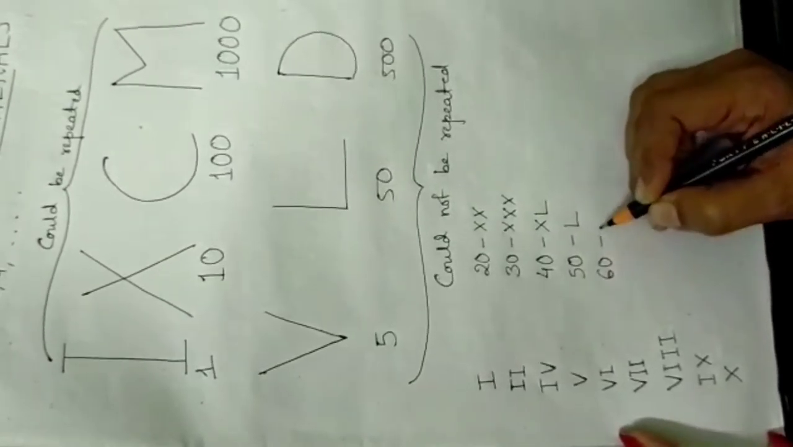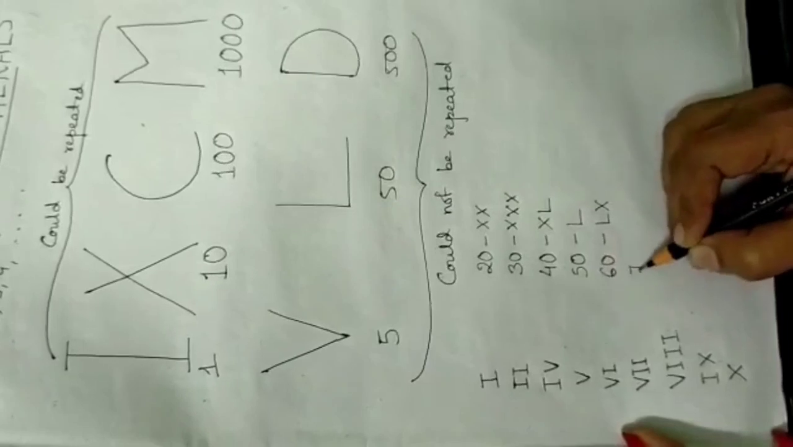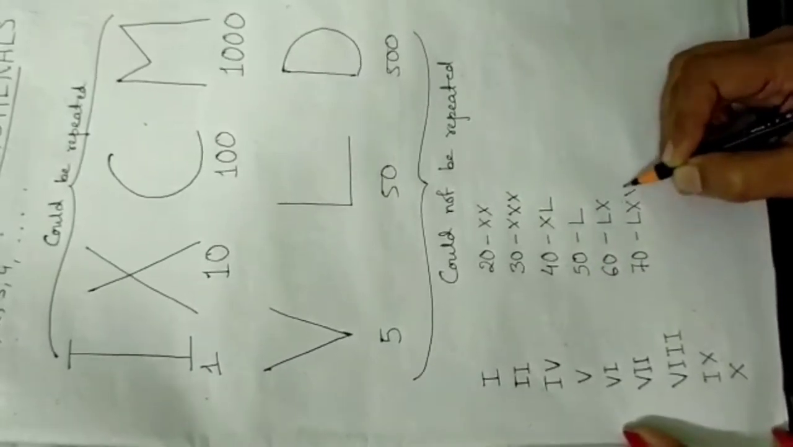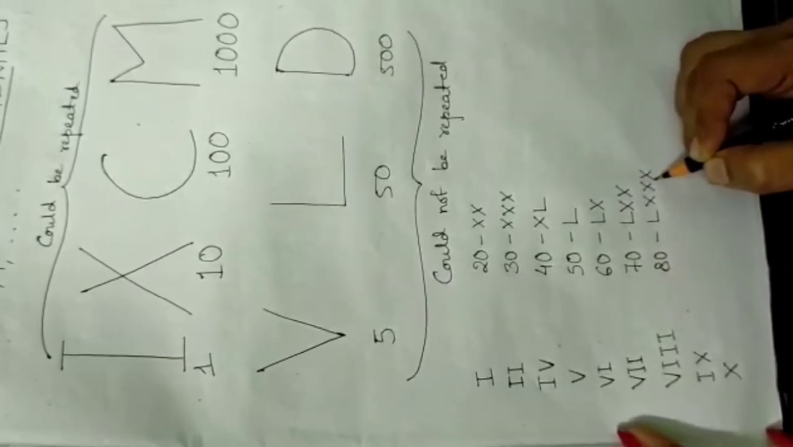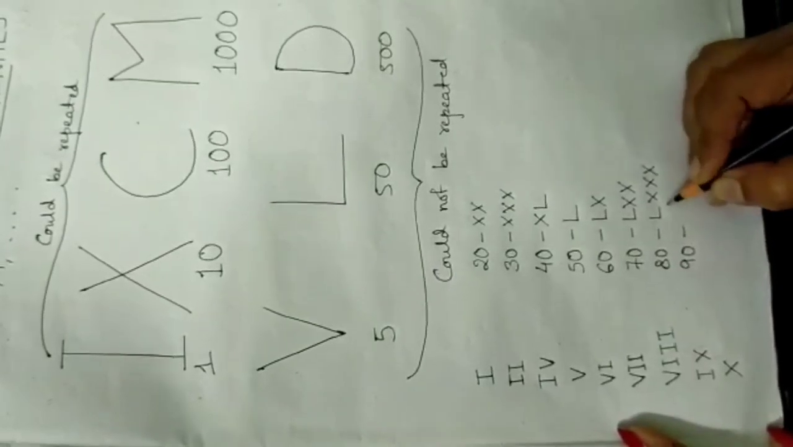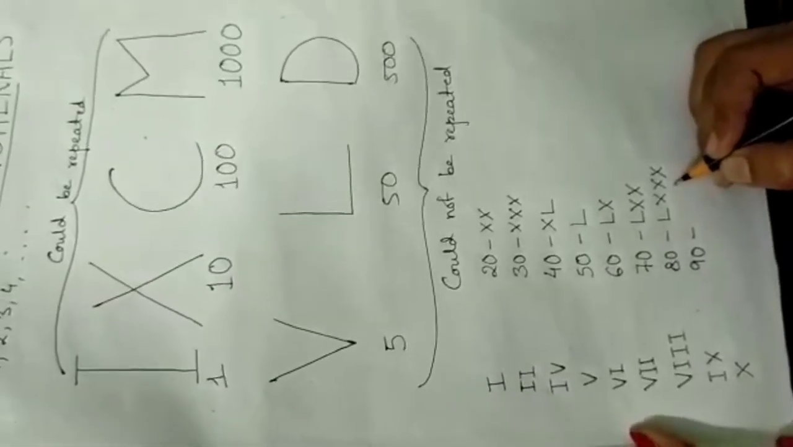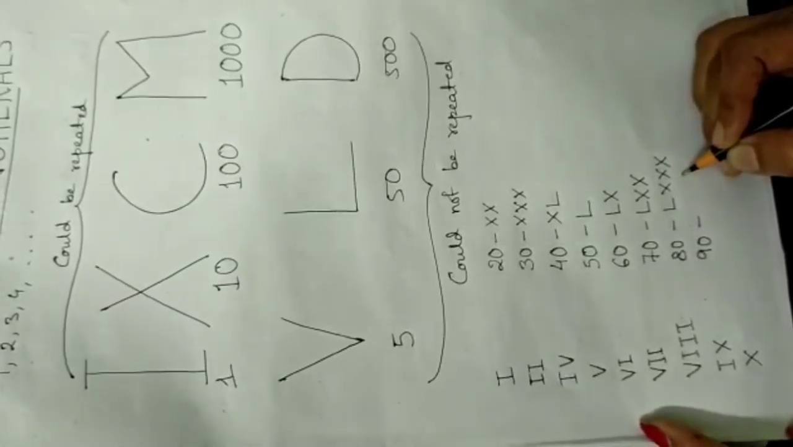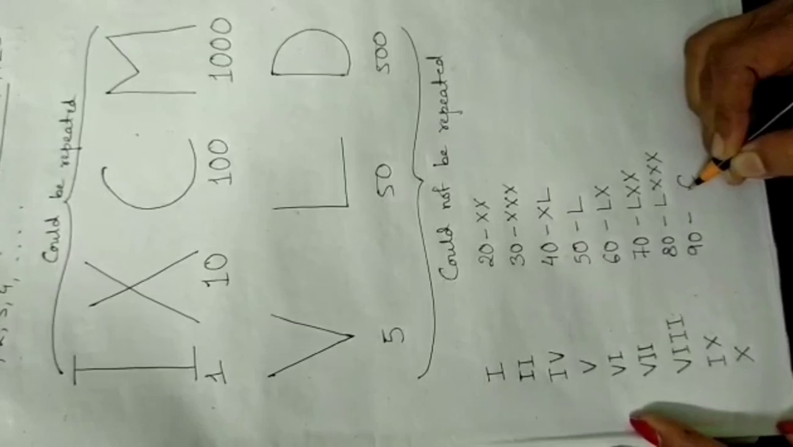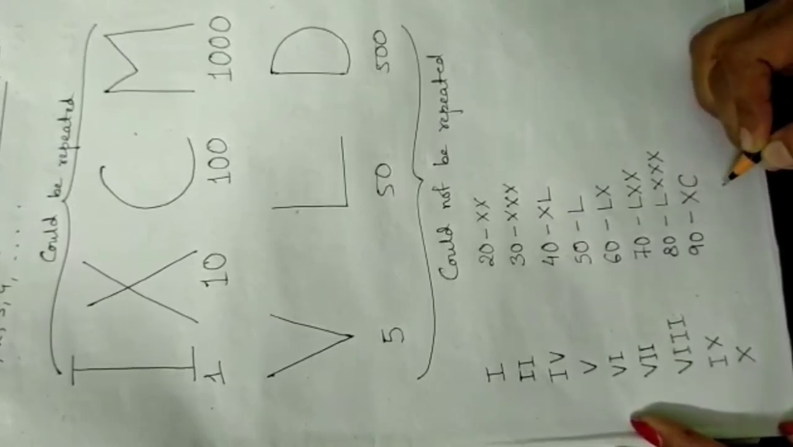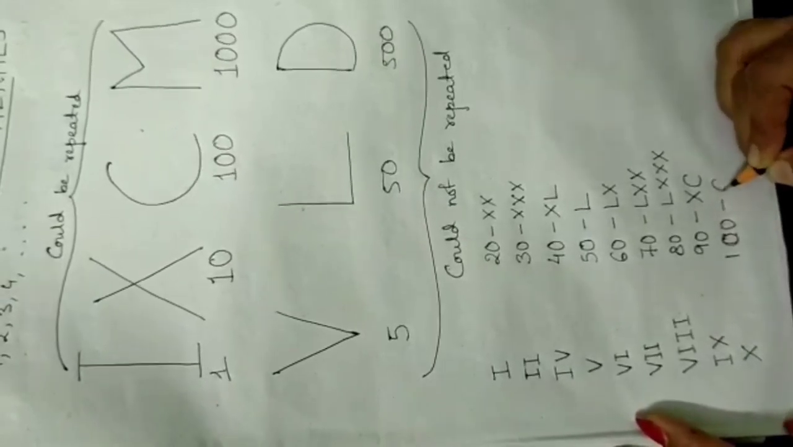For writing 50, you simply write L. 60 means 50 plus 10, that means LX. 70 is LXX. 80 is LXXX. For writing 90, you cannot write L and then 4 X's because you cannot repeat a symbol more than 3 times. So you will have to take away 10 from 100. 100 is C. Taking away 10 from it means writing X before C. 100 means you simply write a C.